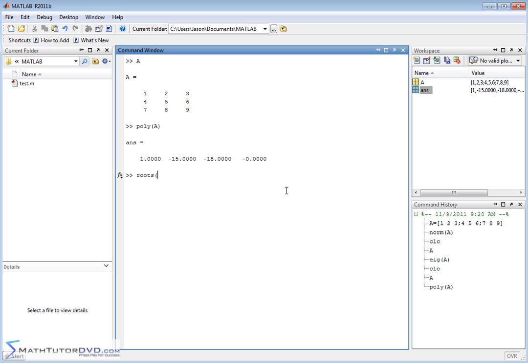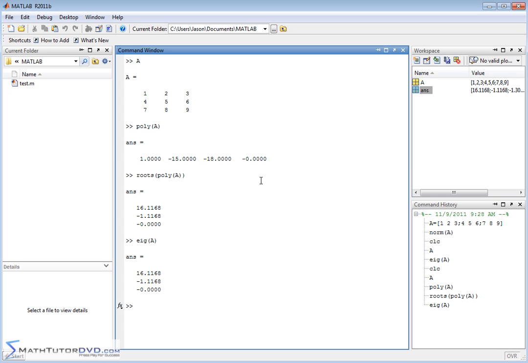There's a built-in function in MATLAB called roots to find the roots of any polynomial. I can say find the roots of the polynomial, and I'm going to pass it the characteristic polynomial formed from the matrix. MATLAB will compute the roots just like this. And if you notice, this is the same thing that we got when we passed the matrix directly to the eigenvalue function. We get the same things.